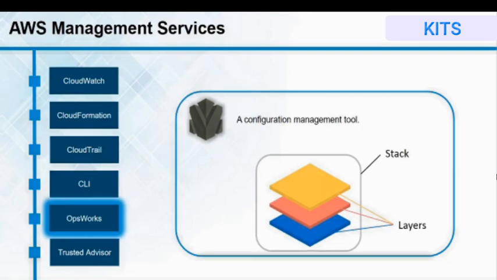So basically all the services that you're using are different layers in that stack, and that combination is known as a stack. That AWS infrastructure as a whole would be known as a stack. If you have to change the setting, you change it at the stack level, and automatically it will be implemented to all the layers. So this is how OpsWorks functions. It's a configuration management tool.